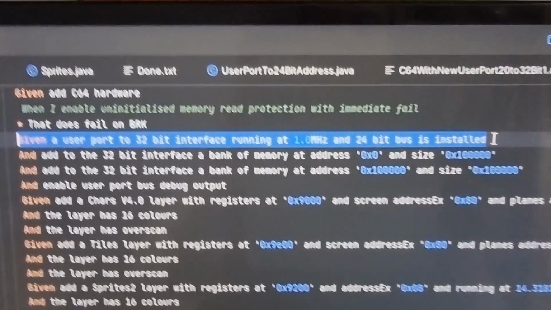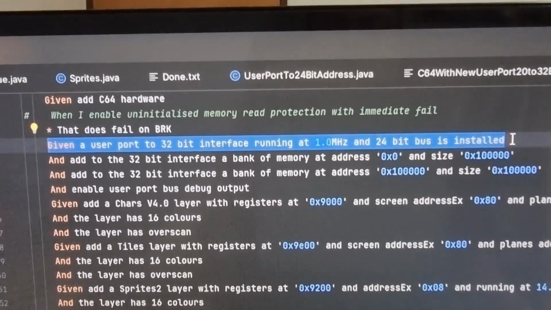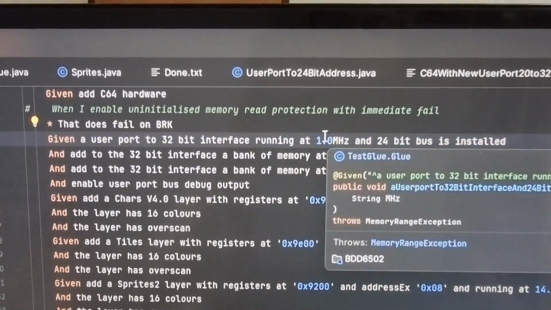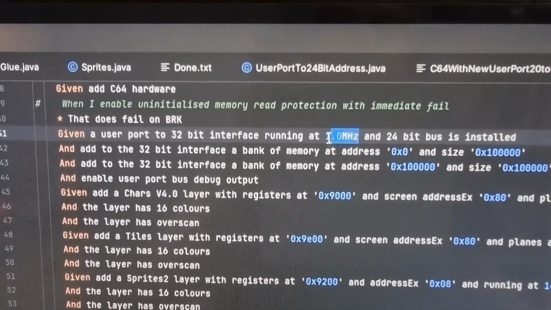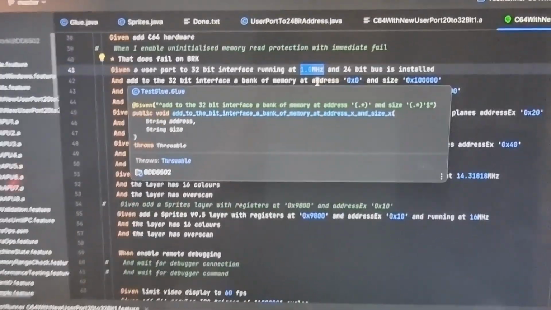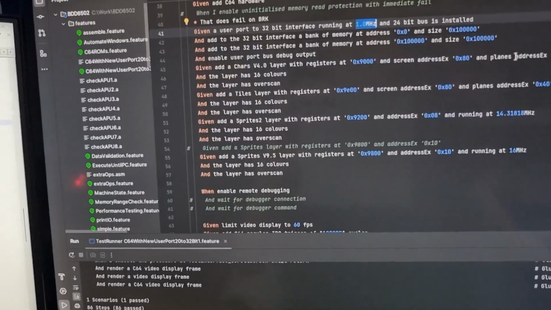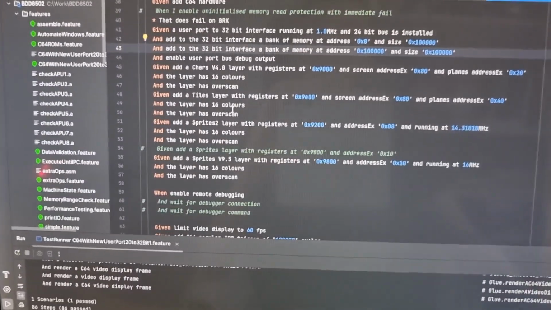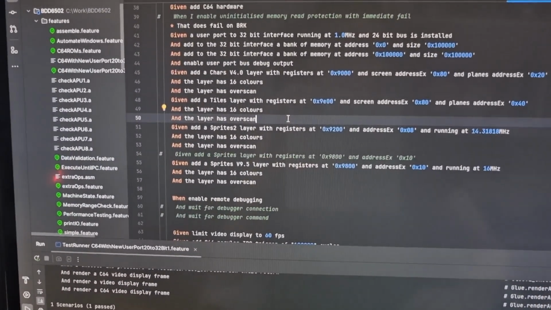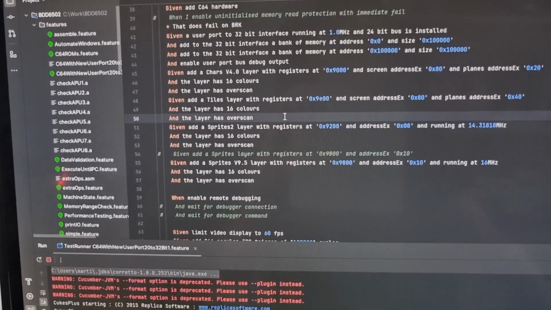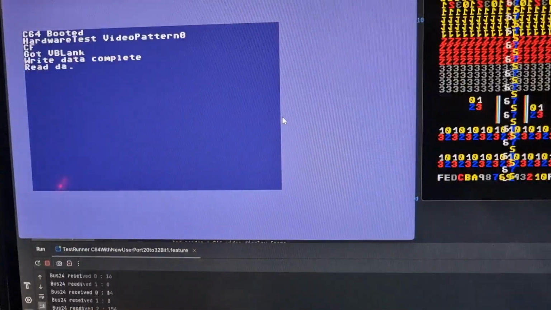So in the emulation framework, I added this extra piece of syntax here which specified the new 32-bit interface running at a particular clock speed, and that's because the speed of the DMA transfer can be adjusted by plugging in a completely different CAN oscillator.